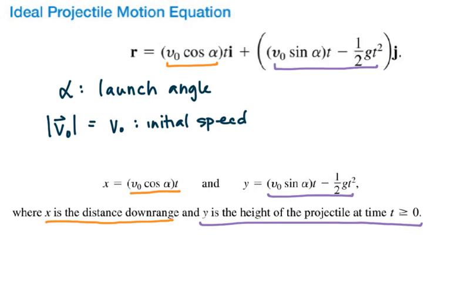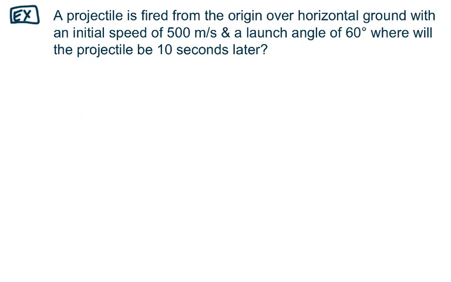So now let's do an example. For this example, we're going to examine a projectile fired from the origin over horizontal ground with an initial speed of 500 meters per second and a launch angle of 60 degrees. Where will the projectile be 10 seconds later?